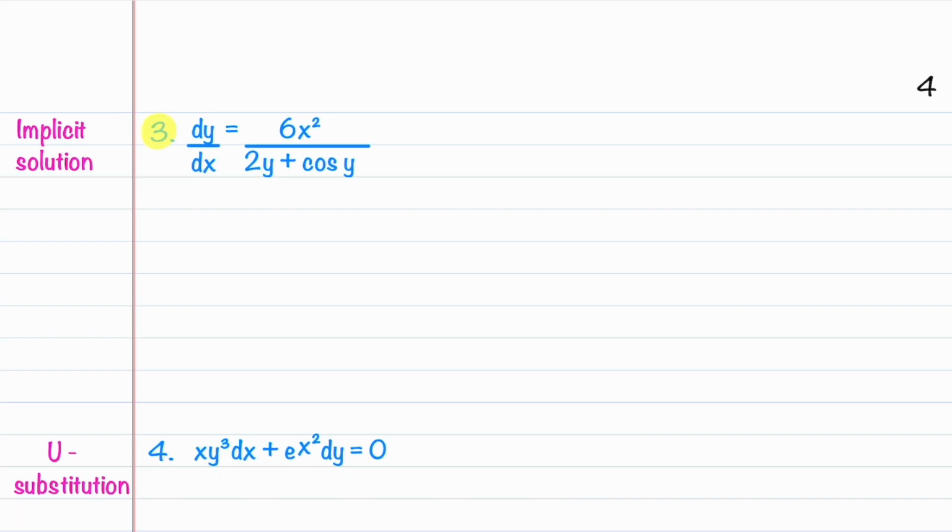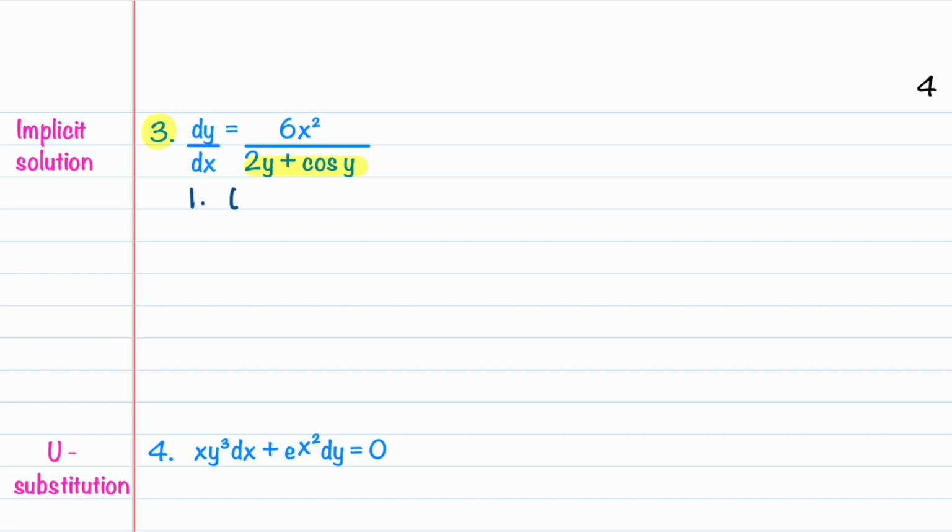Let's now look at example 3. This is an example where we can only get an implicit solution. I wanted to do one of these so you can see what that really looks like. Our first step is to separate the variables. We'll bring the dx to the right, and then we'll bring this whole expression in the denominator to the left.